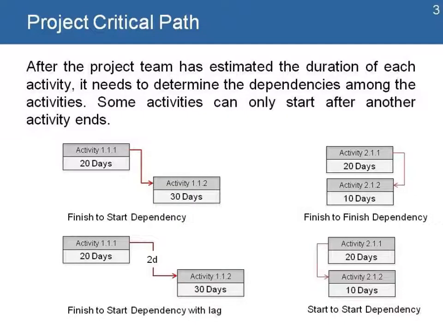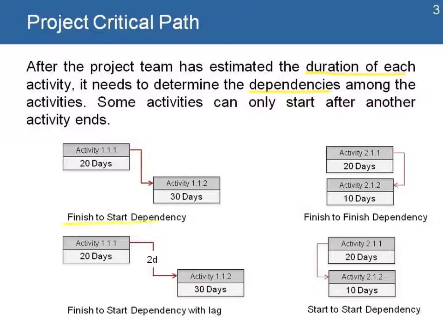After the project team has estimated the duration of each activity, it needs to determine the dependencies among the activities. Some activities can only start after another activity ends. The idea is that we use that to help us identify the critical path. We use mostly 4 types of dependencies.